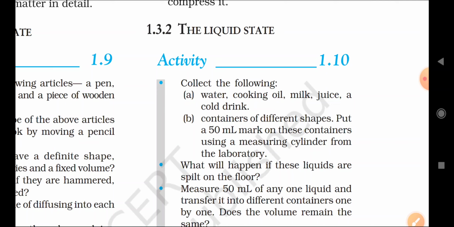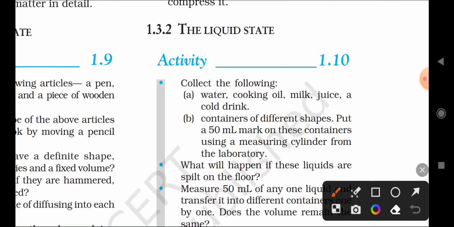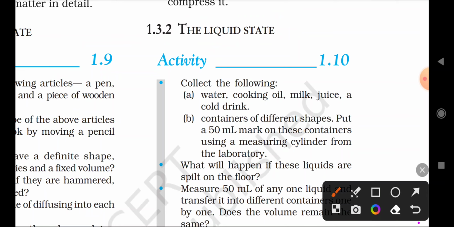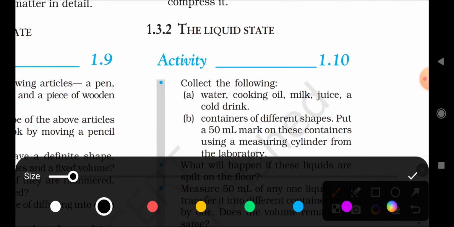Today we are discussing the class 9th first chapter, Matter in Our Surroundings. Okay, next topic is the properties of liquid. Liquid state. Yesterday, in the previous class or video, we discussed the properties of solids. Our next topic is the properties of the liquid state. So next, properties of liquid.